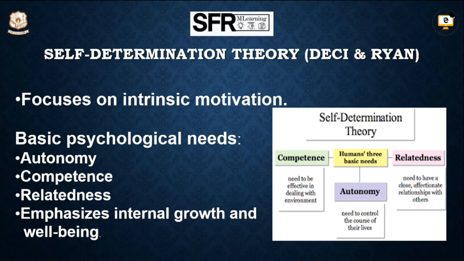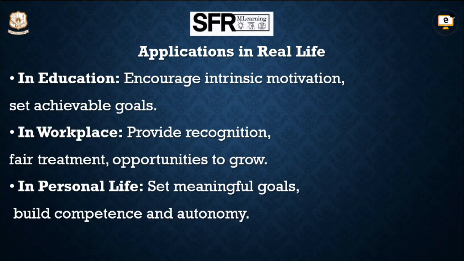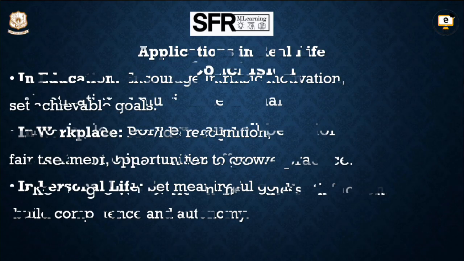So this focuses on intrinsic motivation, and now the applications. How are we going to apply this in real life? In education, encourage intrinsic motivation so we can automatically achieve the goals. In workplaces, we can provide rewards, recognition, fair treatment and opportunities to grow, and then automatically some sort of self-motivation will be there. And in personal life, set meaningful goals, and build competence and autonomy. Whatever goals you are able to achieve in your life, set according to that. Build competence, so that you have the capacity to achieve, and autonomy, the freedom that you have. If we can achieve these three things in our real life, then automatically we can be well motivated and achieve whatever we want.